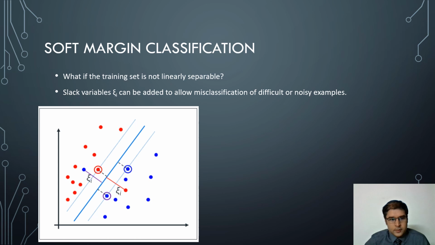Soft margin classification. What if the training set is not linearly separable? We introduce slack variables epsilon i, which can be added to allow misclassification of difficult or noisy examples. So for example, this red circle is in the blue dots area and this circle is in the red dots area. So this case is not linearly separable. So we can introduce epsilon i, or slack variables, to allow misclassification of difficult or noisy examples. These can be considered as noise. So we can allow epsilon i to allow misclassification of these.